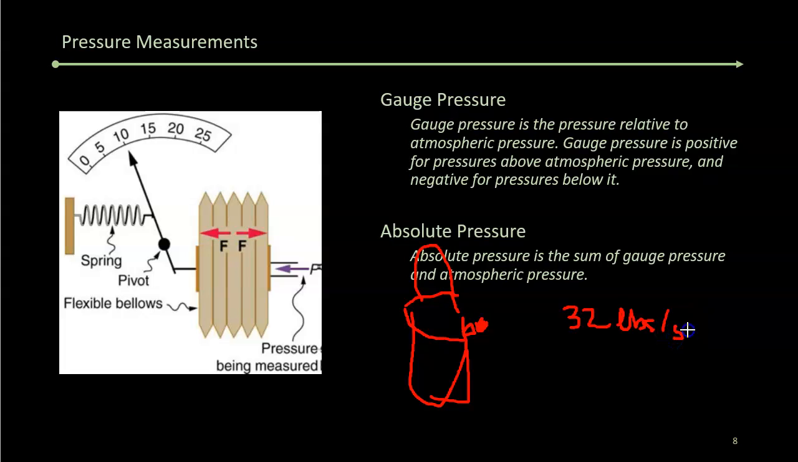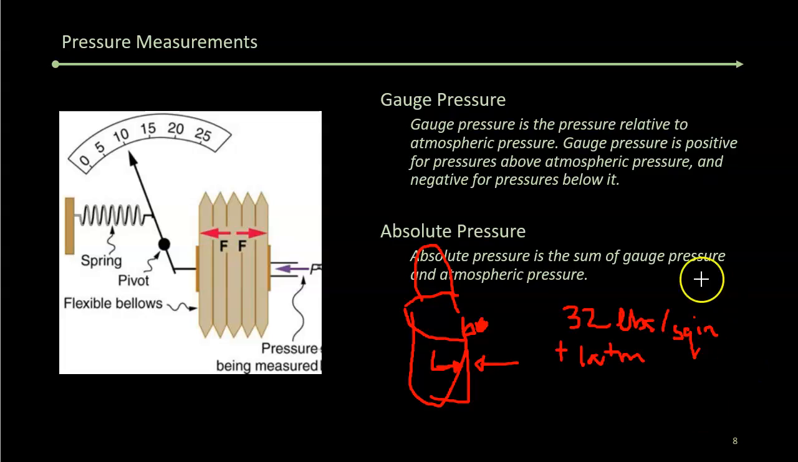Per square inch, which is about 1 atmosphere. Well, oh, about 2 atmospheres, sorry. You've got atmosphere out here, and you've got the pressure inside there. And so the actual pressure inside is simply this plus 1 atmosphere, right?